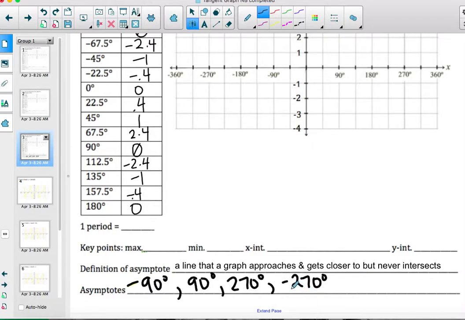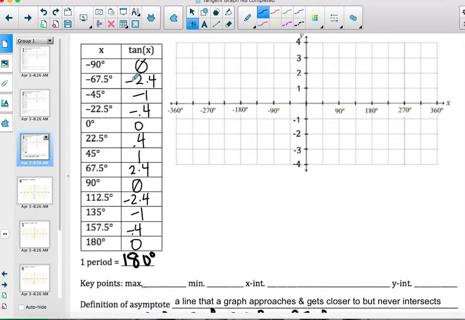The tangent graph is a little bit unique compared to sine and cosine, as their periods were 360 degrees. The tangent graph actually only takes 180 degrees for the graph to start repeating itself. And so that's when you'll see the 270 and negative 270. So asymptotes are going to be when you get an undefined in your table. So what we need to go ahead and do now is draw in a dashed line at negative 90 and 90 degrees.